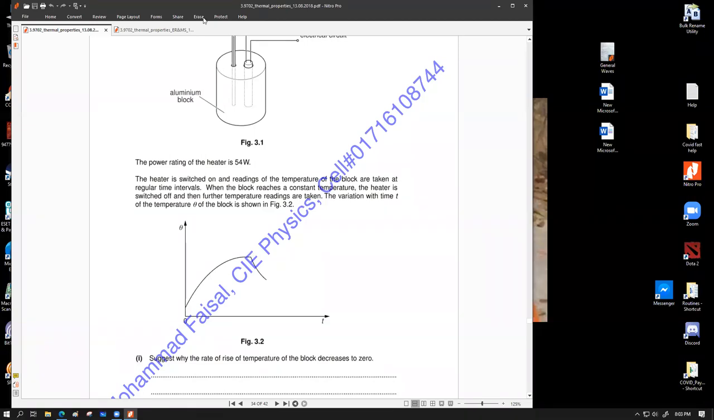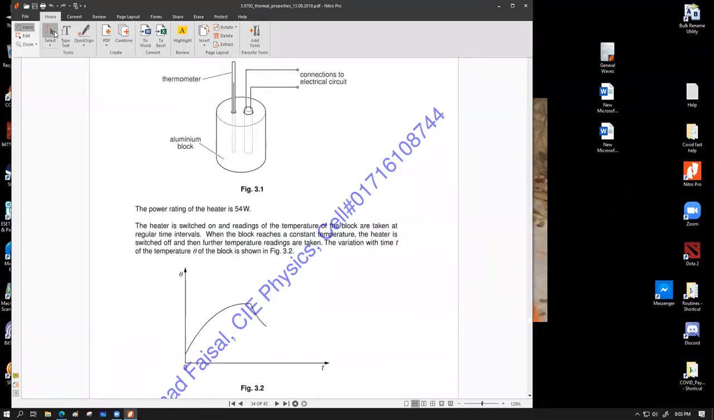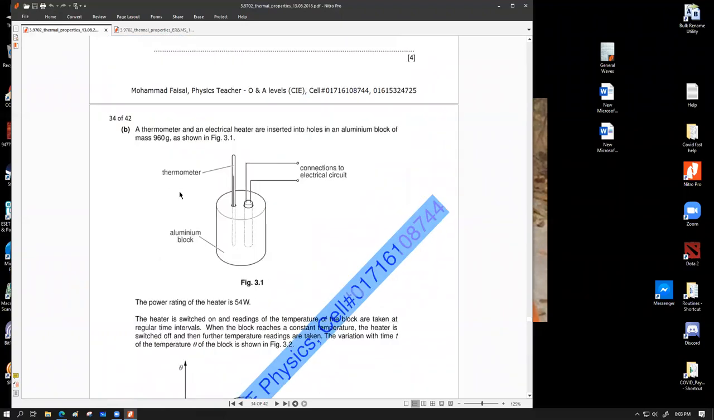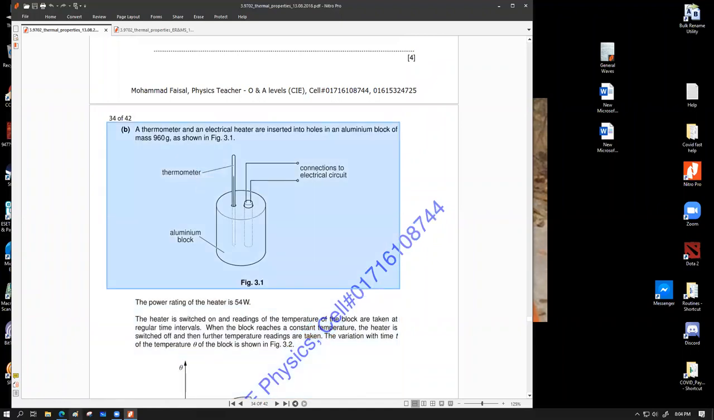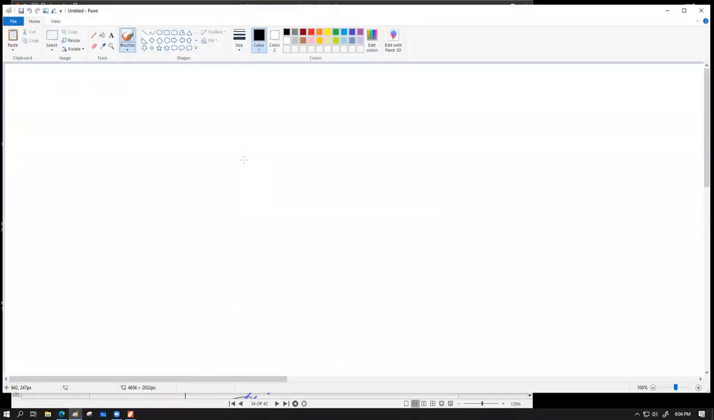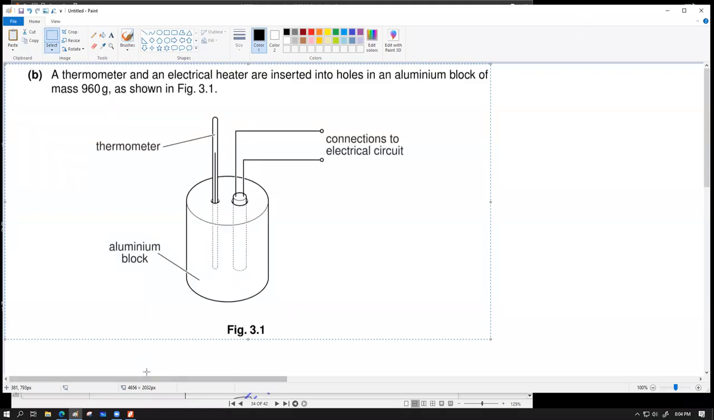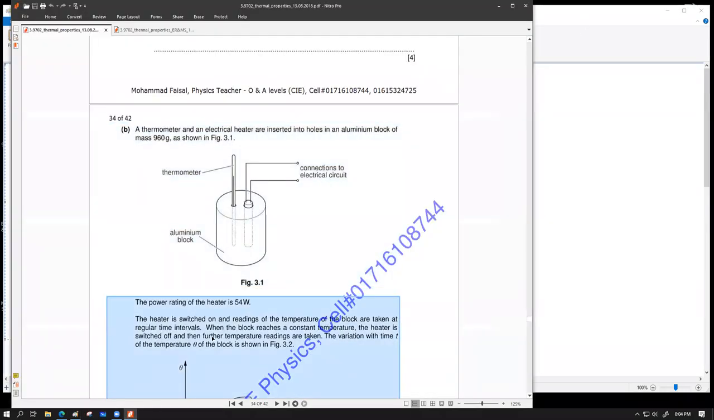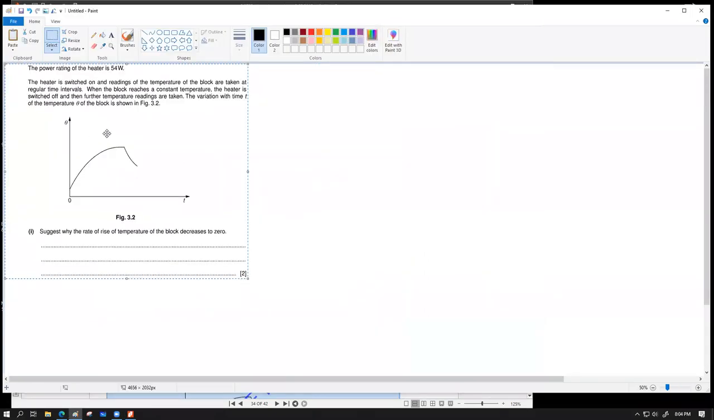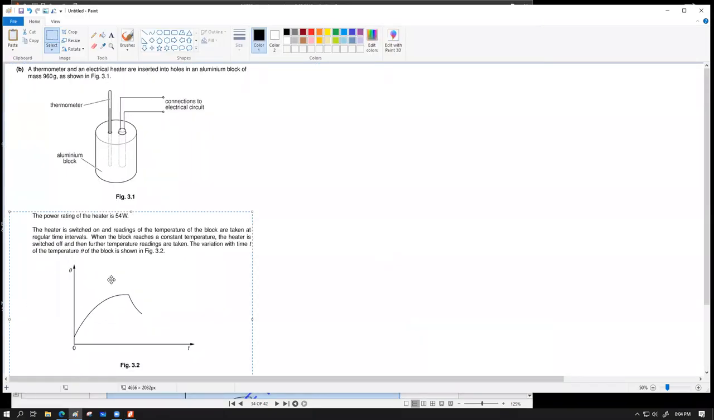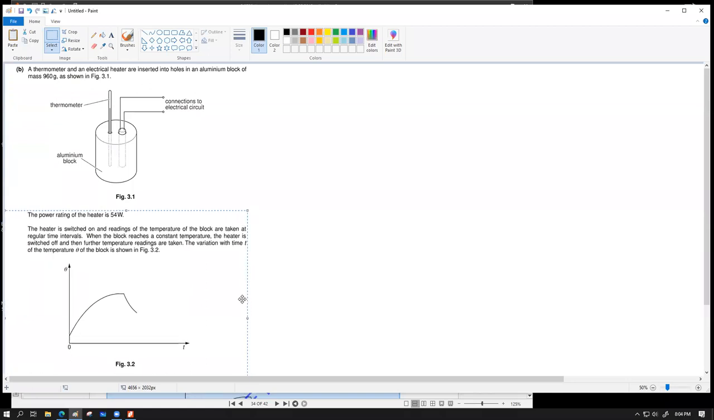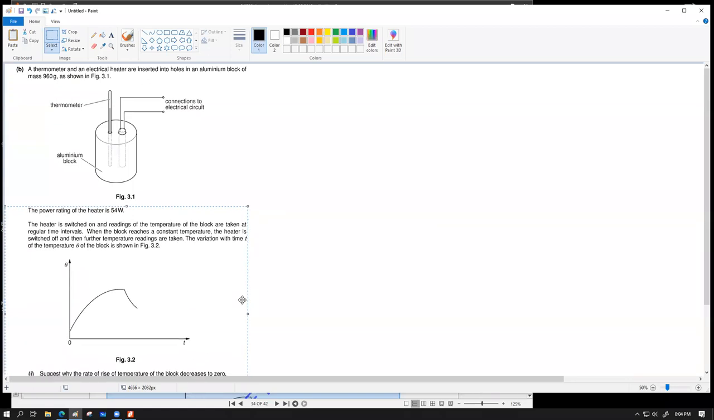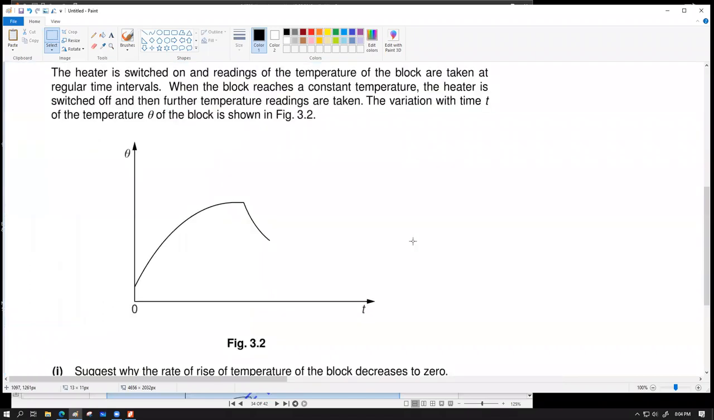So if I take this question out of here, let's say, select it. Oh, I cannot select it as a whole. It's a bit of a shame. All right. So this graph shows us the temperature versus time graph going downwards.